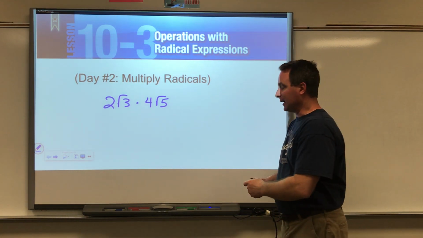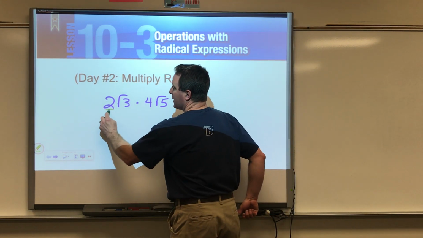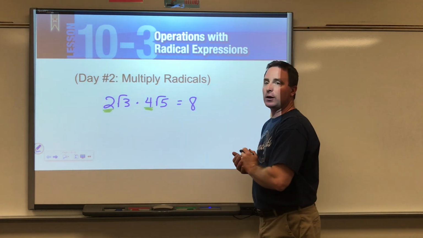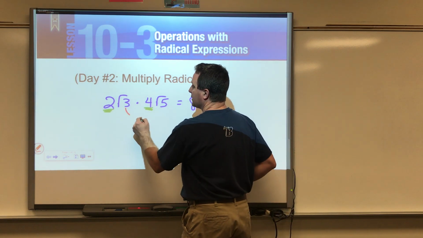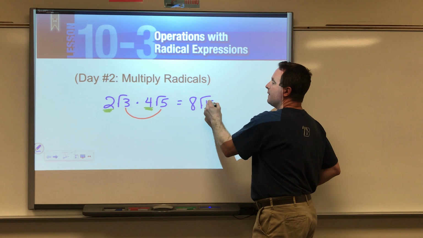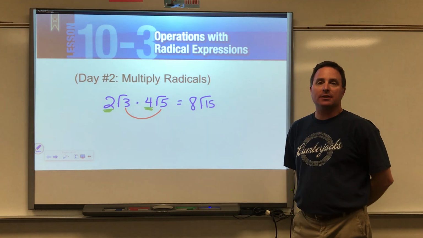With multiplying radicals, the key to this is we multiply big numbers with big numbers. 2 times 4 is 8. And then the numbers under the radical with other numbers under the radical. 3 times 5 is 15. 8 square roots of 15.